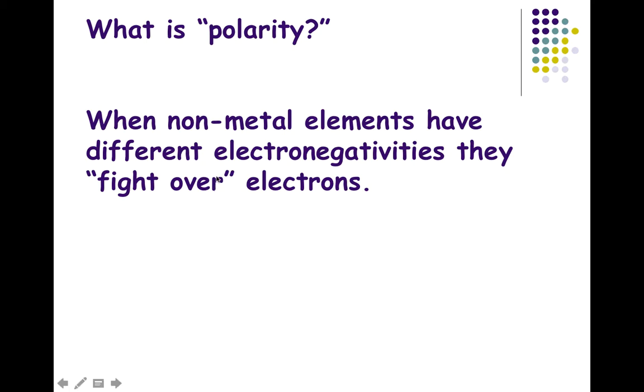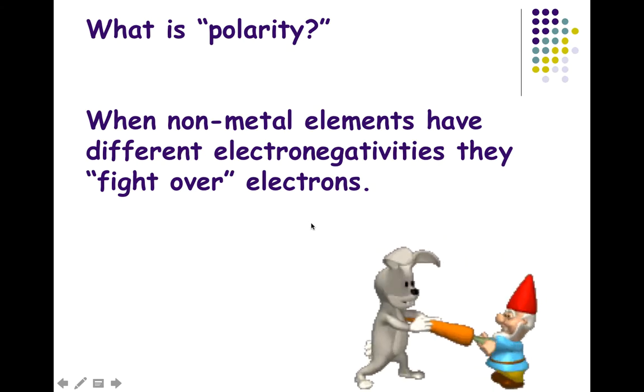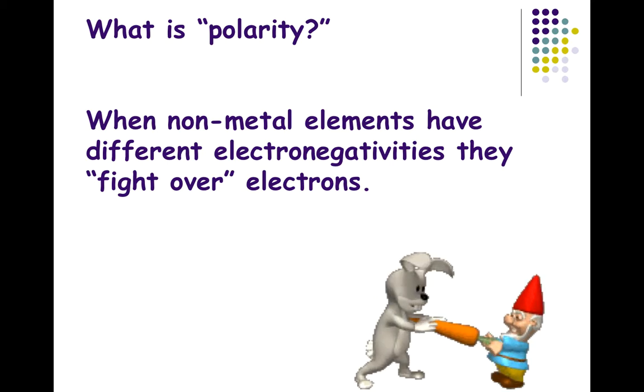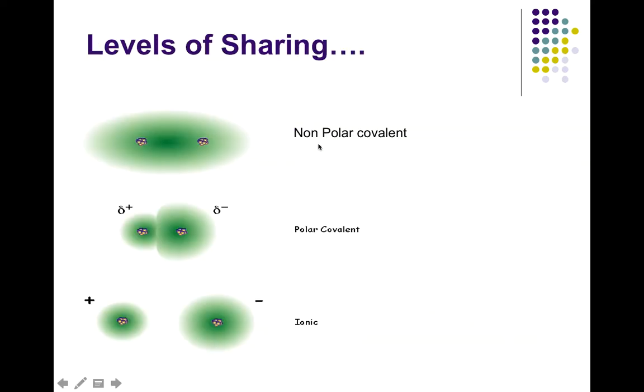So why does this occur? When nonmetal elements, and again, we're only talking about nonmetal elements, covalent bonds, have different electronegativities, they fight over electrons. So they share, but they share unequally. So the more electronegative element is more attractive to the electrons, and so they stay closer. So there are a couple of levels of sharing. Instead of just being covalent, where we share electrons, and ionic, where we transfer electrons, there are actually 3 levels of sharing. There's something called non-polar covalent.